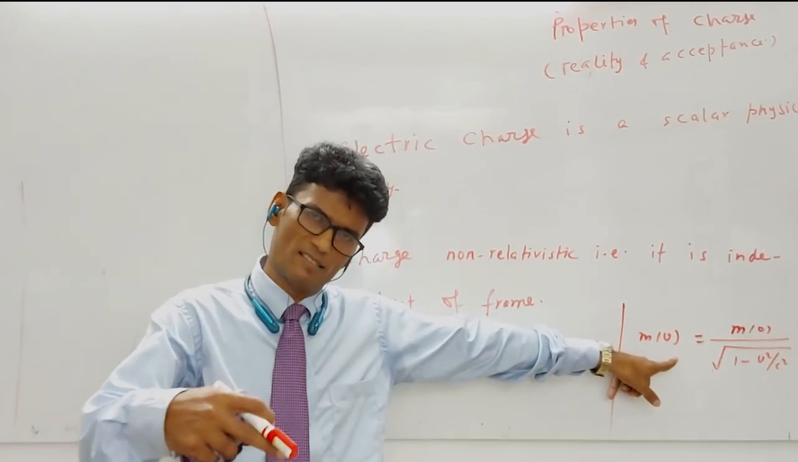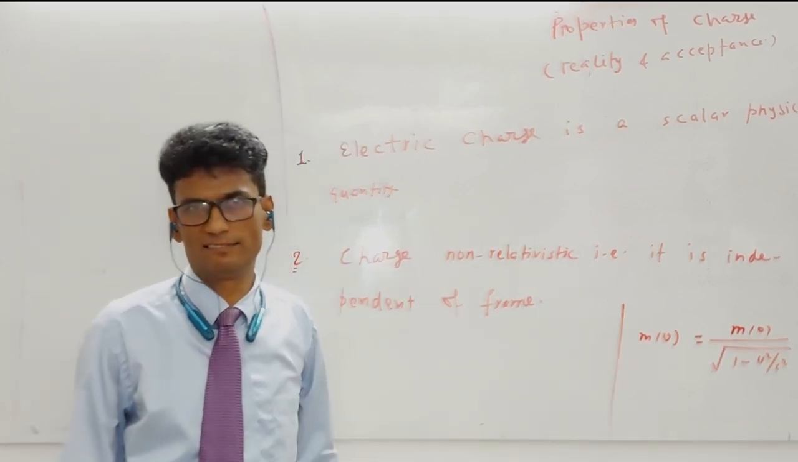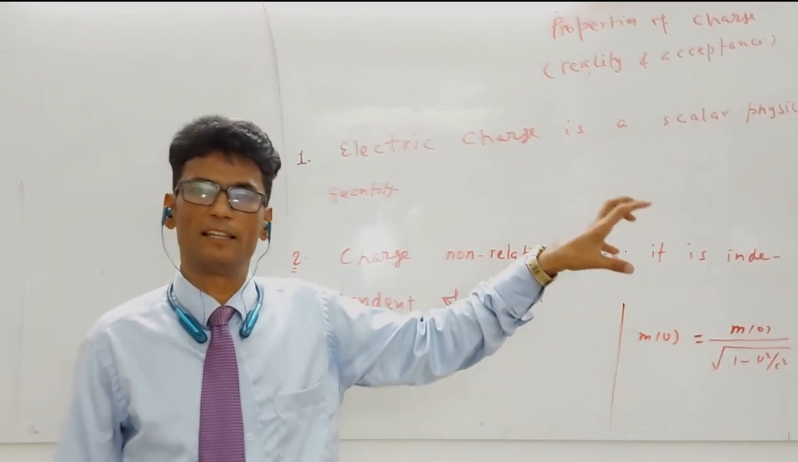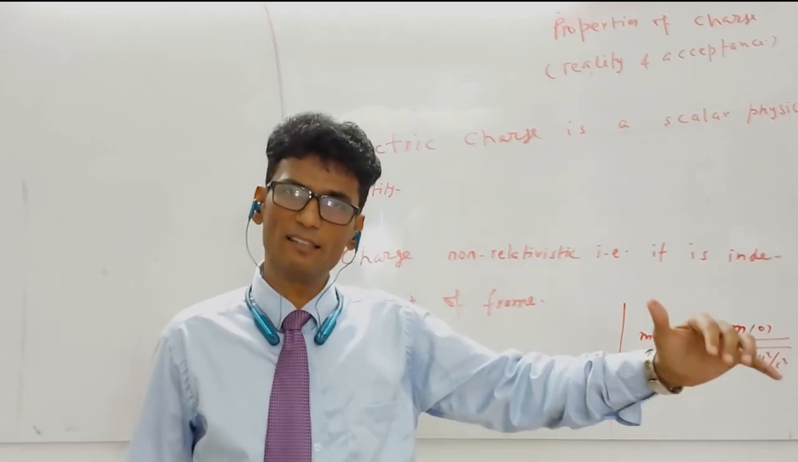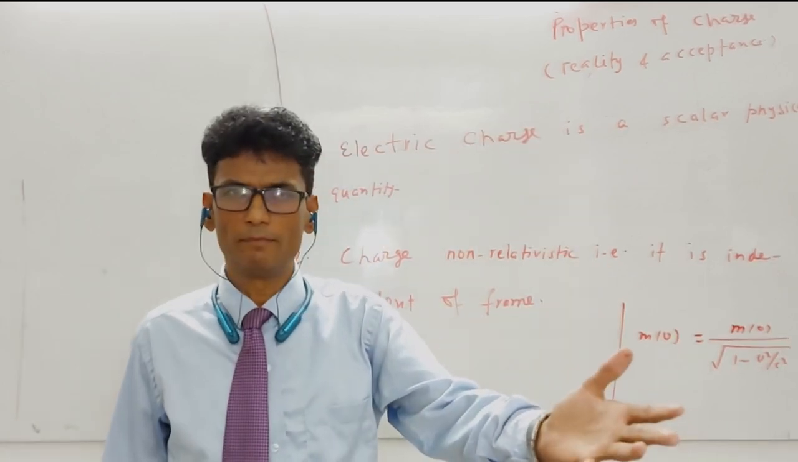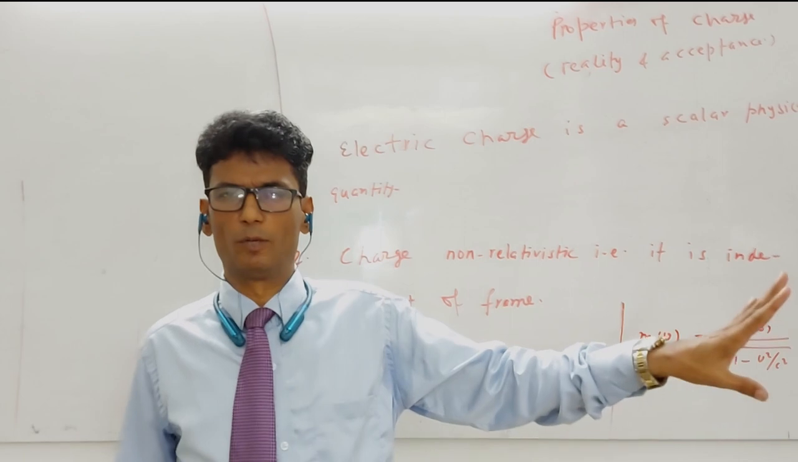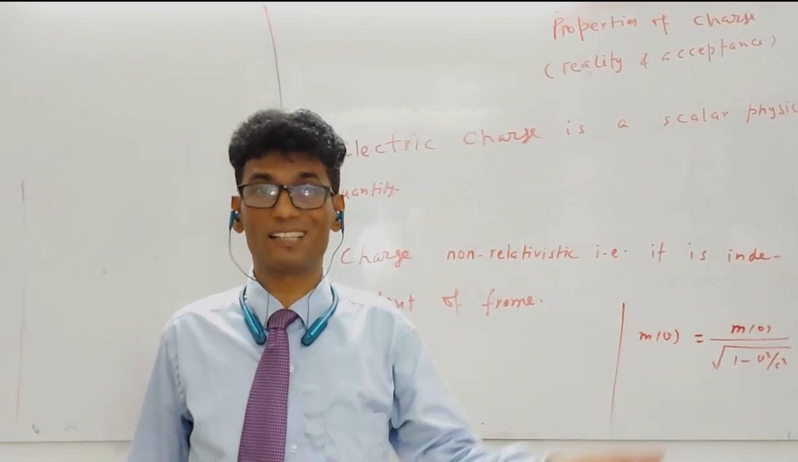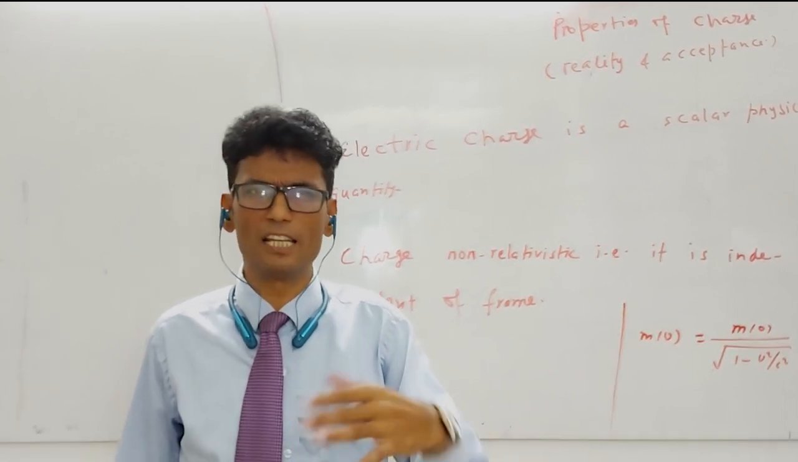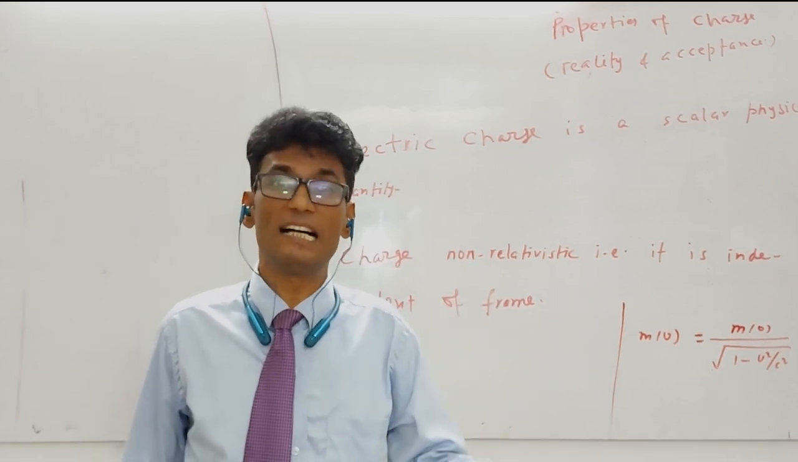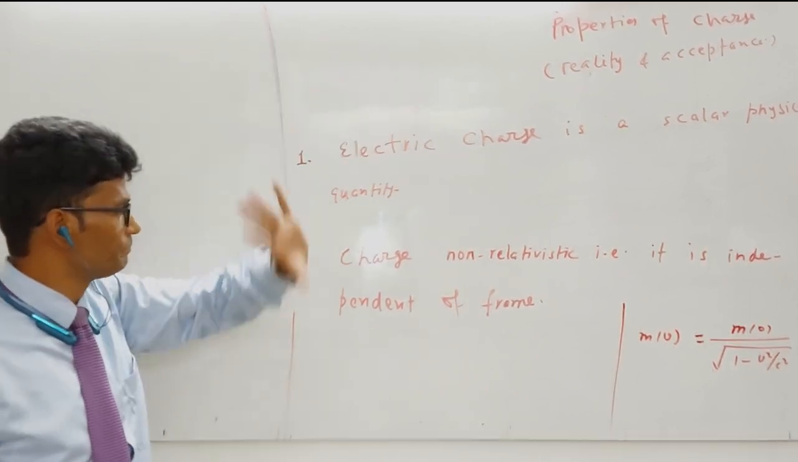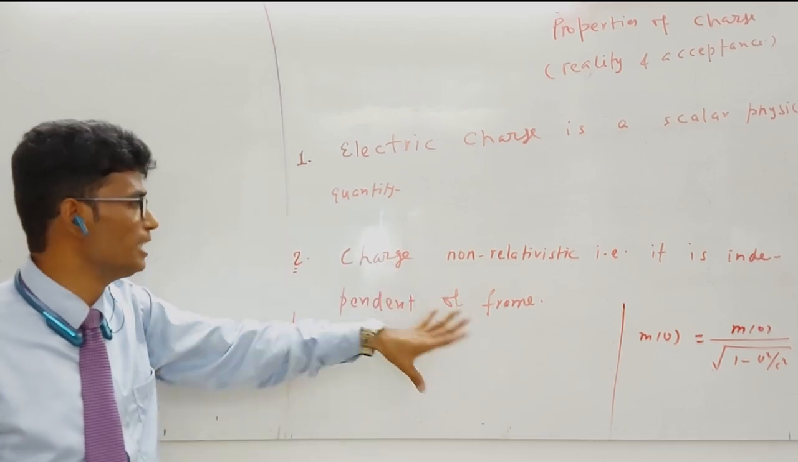Like the relativistic construct of mass, there is no relativistic construct of charge. So if Q naught is the charge on a moving scooty, say plus 5 microcoulomb, on a moving car, say plus 5 microcoulomb, and a moving train, say plus 5 microcoulomb, then everywhere it is 5 microcoulomb. In this regard, we cannot construct a mathematical construct of charge; in simple language, there is no relativistic nature of charge as mass has. So electric charge is non-relativistic, that is, it is independent of frame.